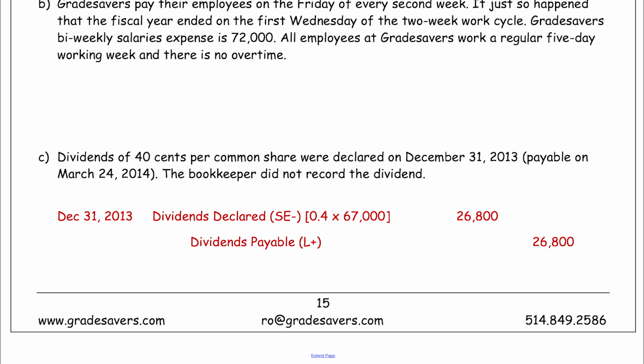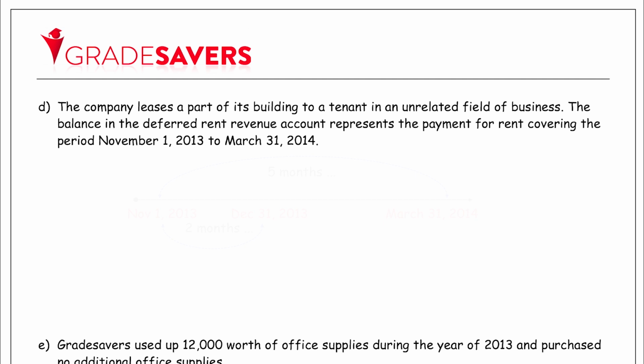So I'm hoping that we get that entry, and at this point, I'd tempt you guys to go on to the next one. So in part D, it says, the company leases a part of its building to a tenant in an unrelated field of business. The balance in the deferred rent revenue account represents the payment for rent covering the period November 1st, 2013 to March 31st, 2014. So in this entry, we're dealing with a deferred revenue. It's as though the firm has collected the cash prior to renting the space out to the tenant.